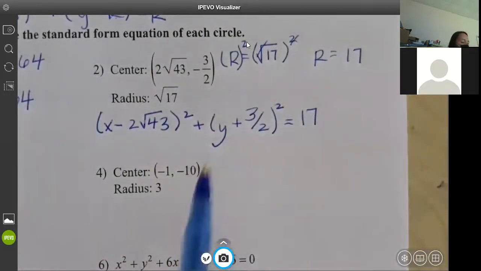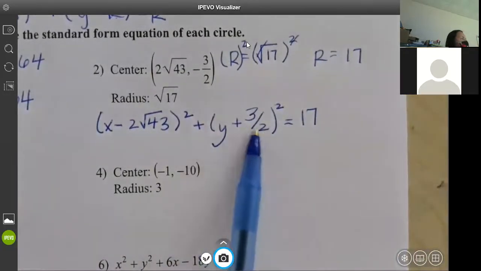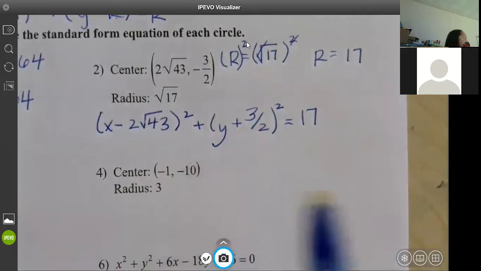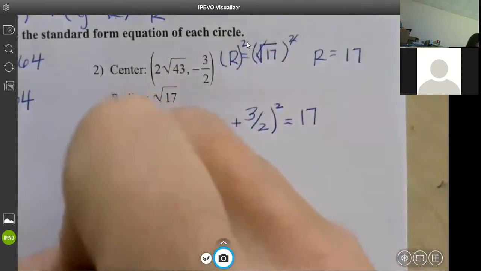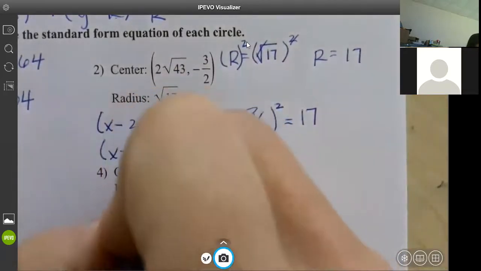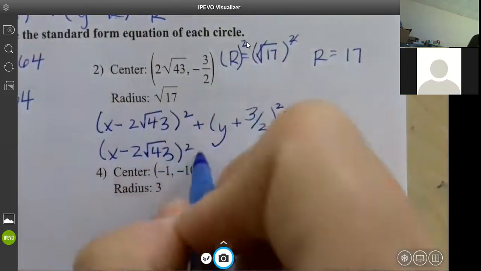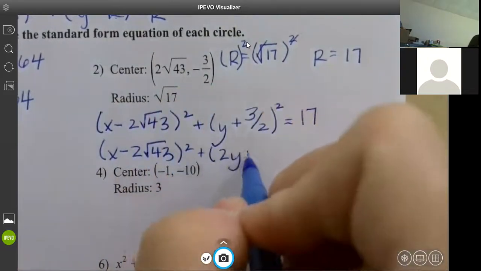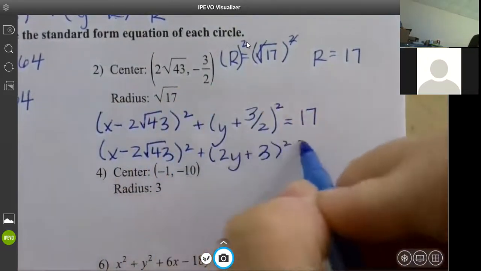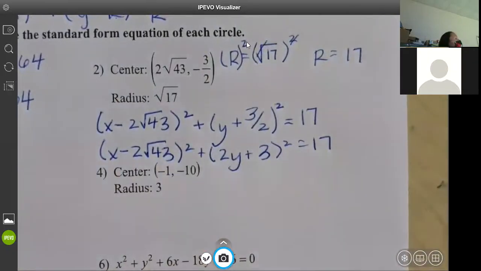Now remember, when we have a fraction like this, where can I put that 2? In front of the y. So that's the only other way that you could fix it. So the only other way the equation would look is (2y + 3)² = 17. I don't care if you don't do that. I just want you to have it just in case on the multiple choice they do that. Okay, so either way is the right answer.